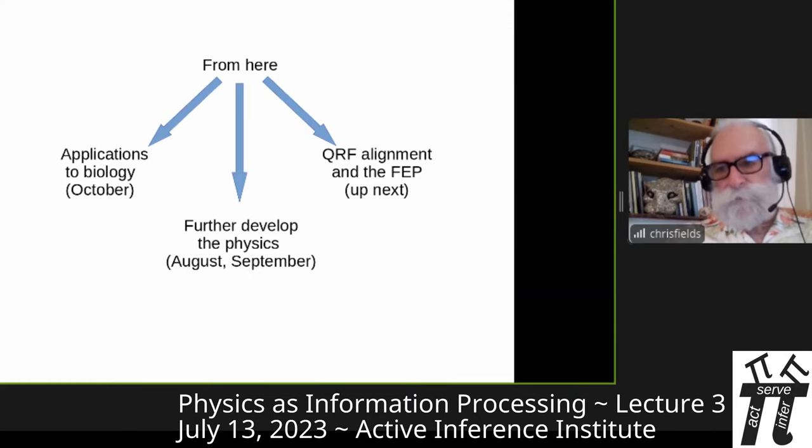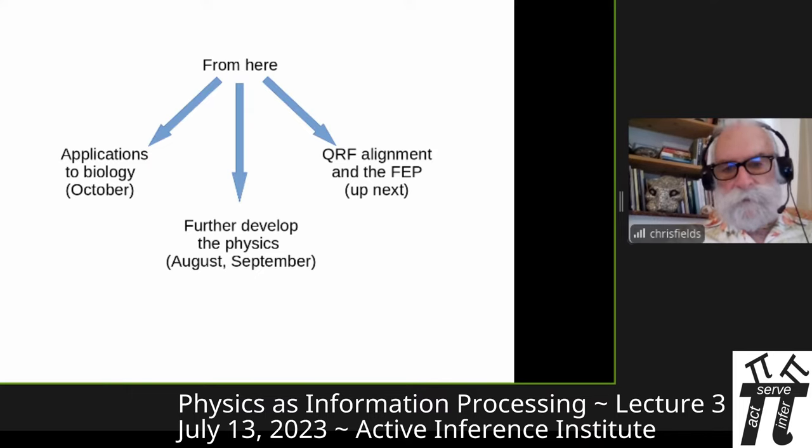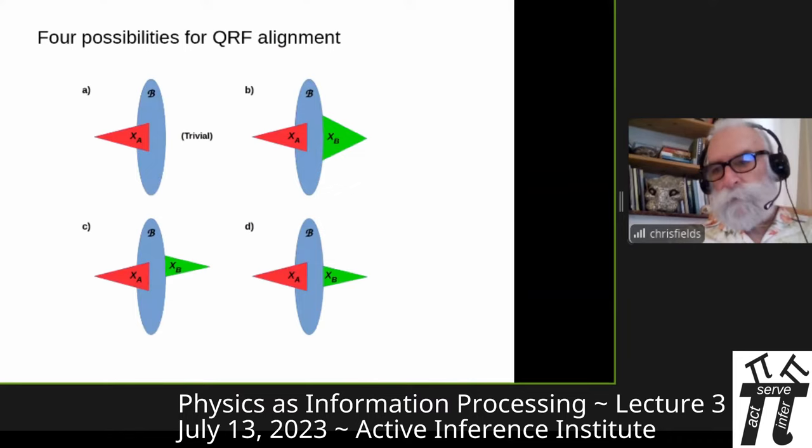So we can go in three directions from this. We can go deeper into the biology, which we're going to do in October. We can go deeper into the physics, which we're going to do in August and September. And we can go deeper into this issue of alignment, which is what we're going to do today. So there are four possibilities. If you think about two agents that have QRFs that are interacting across this boundary. And the first one is trivial.